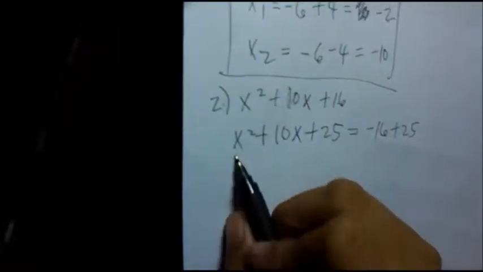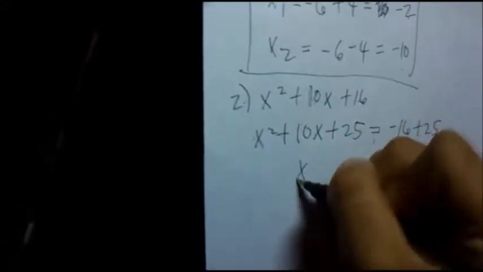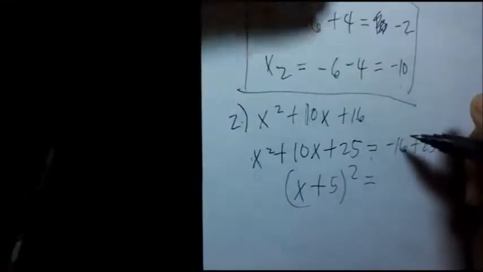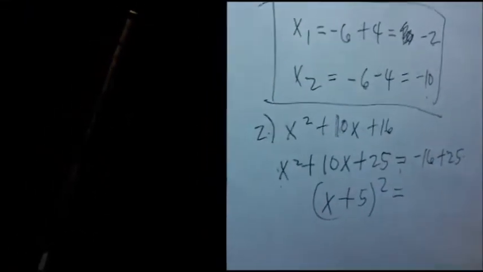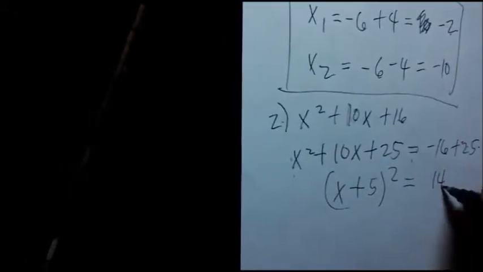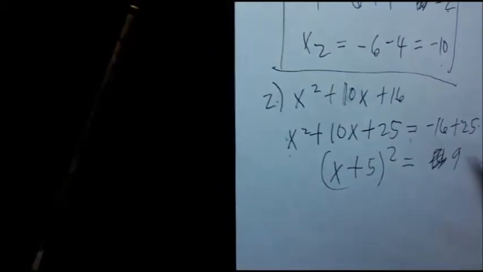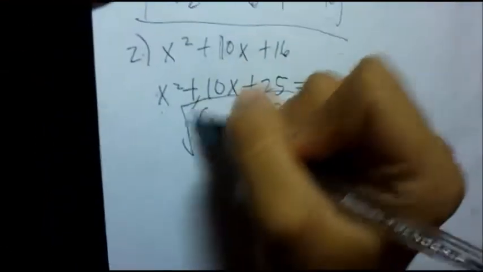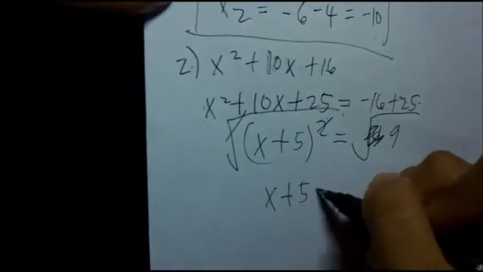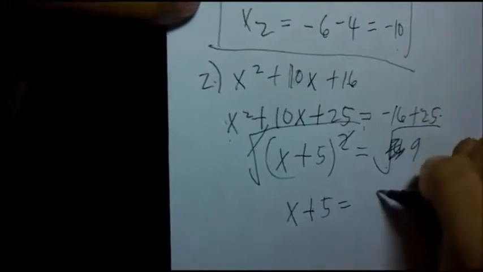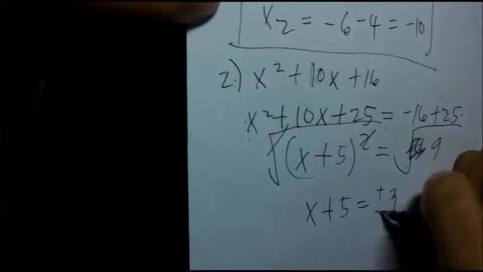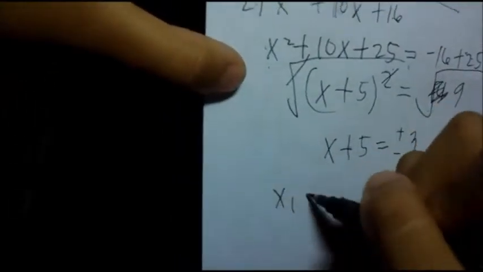Let's factor this one. So x plus 5 squared equals negative 16 plus 25 is equals to 14? No, 9. So, let's square root. So, cancel. So, x plus 5. Then, the square root of 9 is 3. Positive, negative 3.